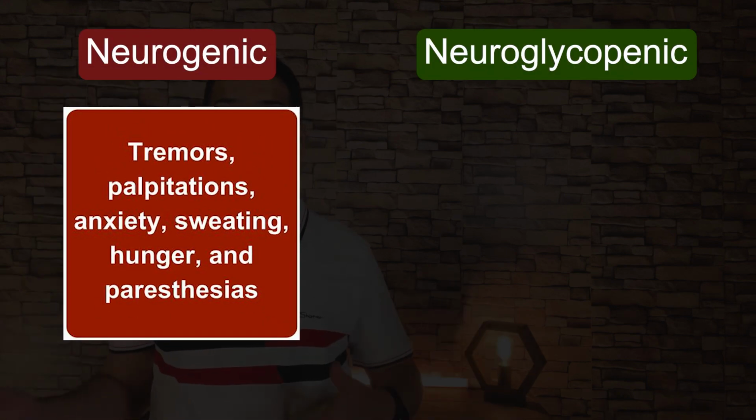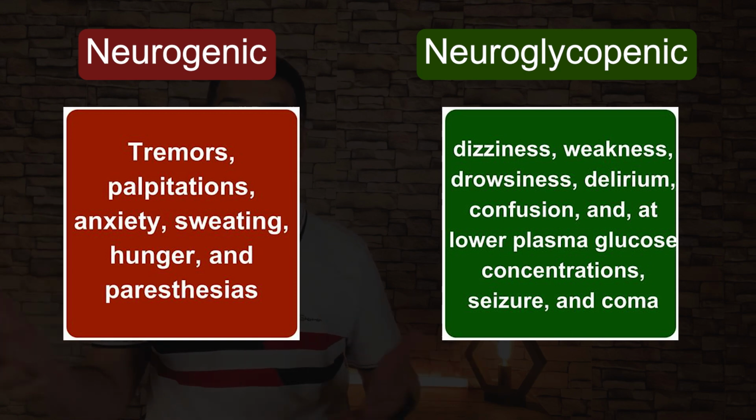So what are the symptoms that should trigger an immediate blood sugar check? Hypoglycemia symptoms are divided into neurogenic and neuroglycopenic symptoms. Tremors, palpitation, sweating, hunger, and paresthesias are the neurogenic symptoms, while dizziness, weakness, drowsiness, delirium, confusion, and at lower plasma glucose concentration, seizures and coma are what we call the neuroglycopenic symptoms. Elderlies, who represent the majority of our inpatient population, tend to have more of the neuroglycopenic symptoms compared to the neurogenic ones. Anyone with these symptoms should get an immediate blood sugar check.